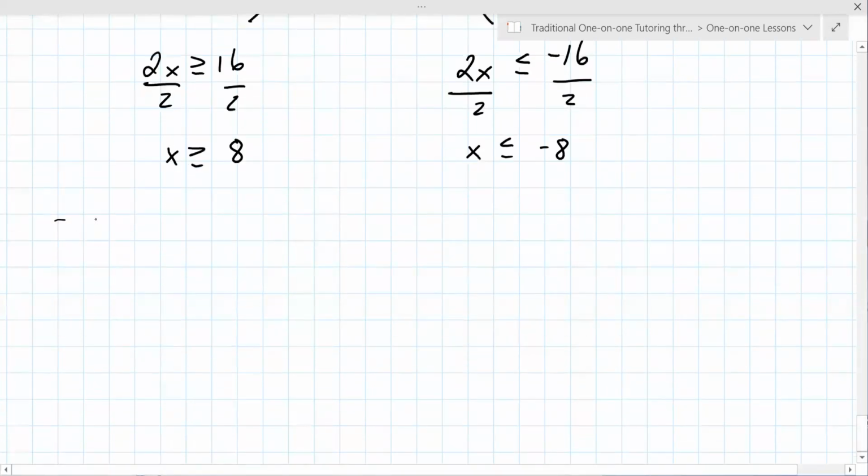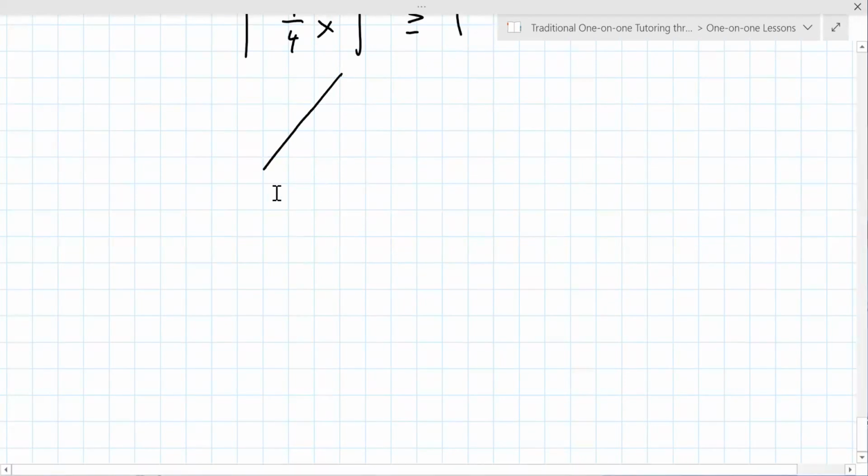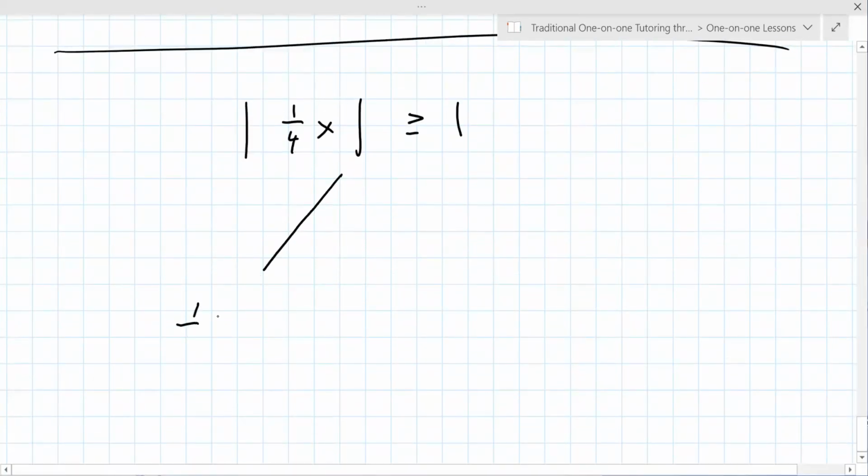All right, so let's look at another one here. Let's say it's the absolute value of 1/4 x greater than or equal to 1. So again, the first path is to write exactly what's there. What you need to do is essentially divide. Well, it is dividing by a fourth, but it's better to multiply by 4 because it undoes this value. So x is greater than or equal to 4.